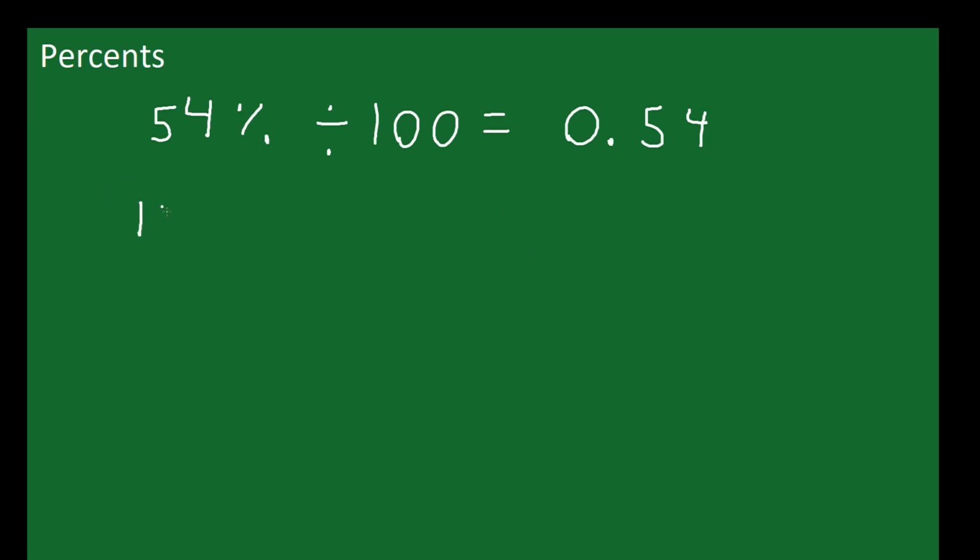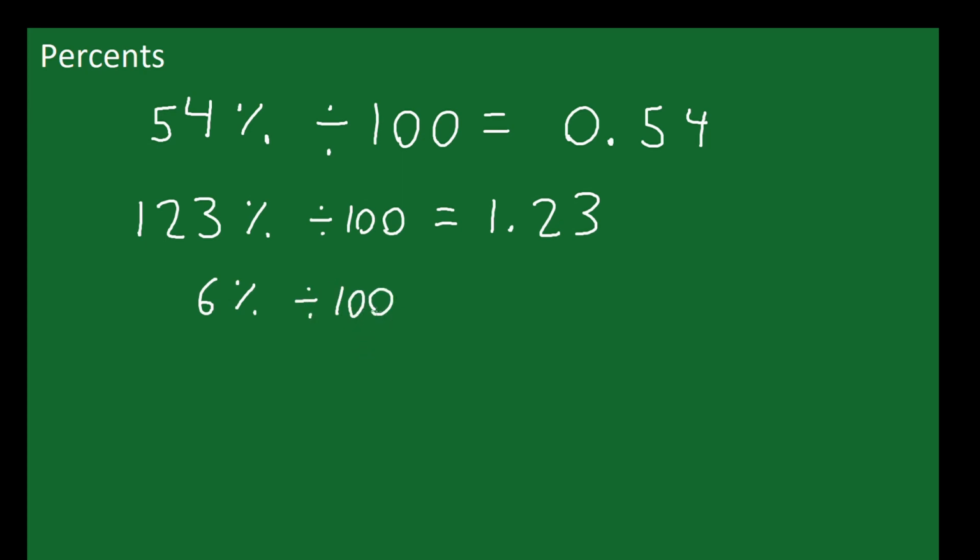If I have something like 123%, and I want that as a decimal, same thing, divide it by 100. The decimal here will move twice, 1, 2, and you'll get 1.23. If I have something like 6%, and I want that as a decimal, again, divide it by 100, and you'll get 0.06. Right, the decimal used to be here next to the 6. It moved over twice. Now it's here. When you move it that second time, it makes a 0 in this position.